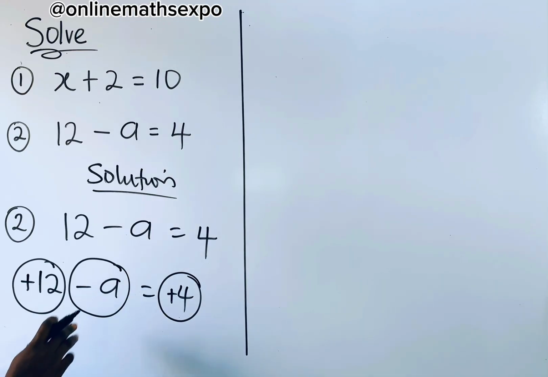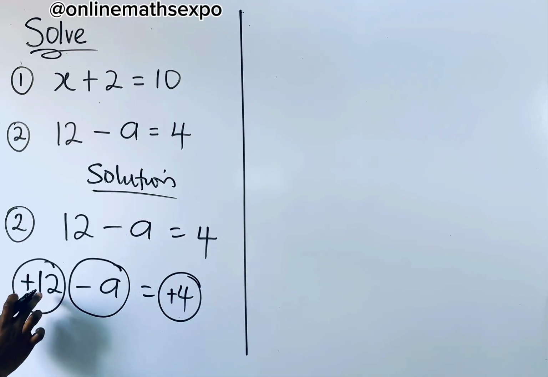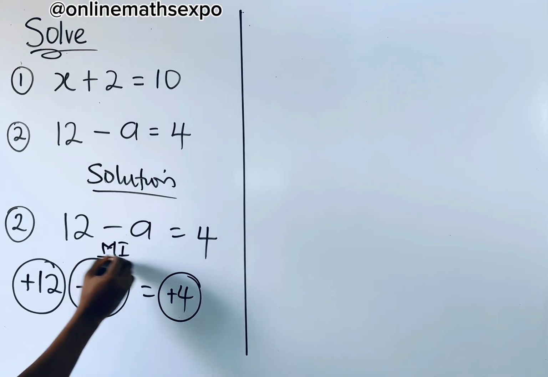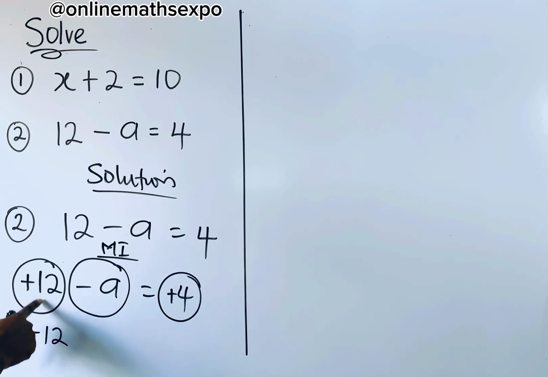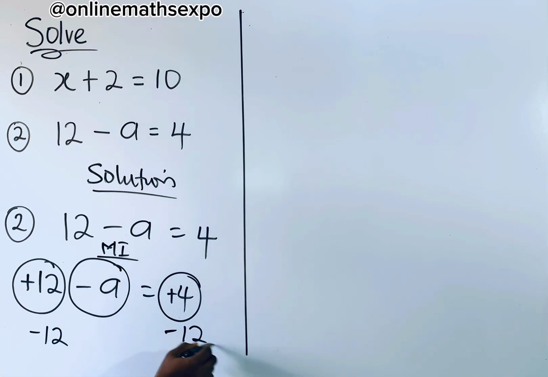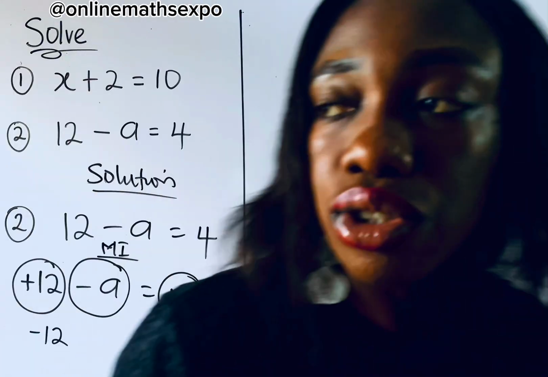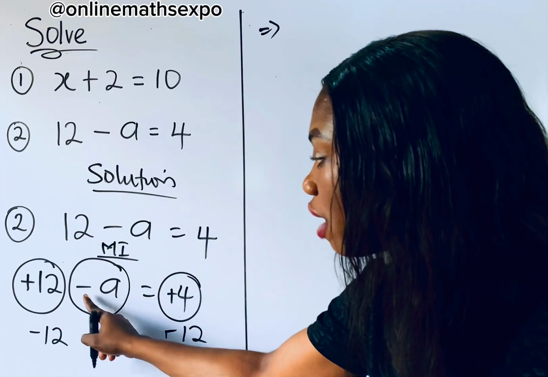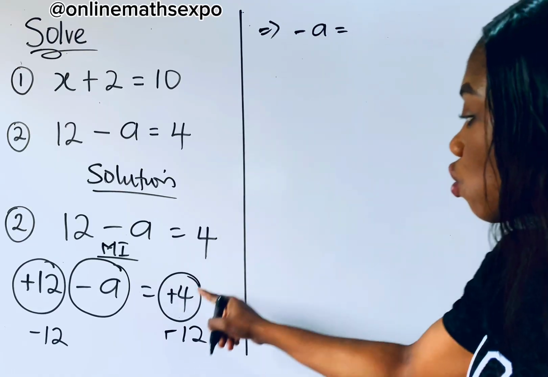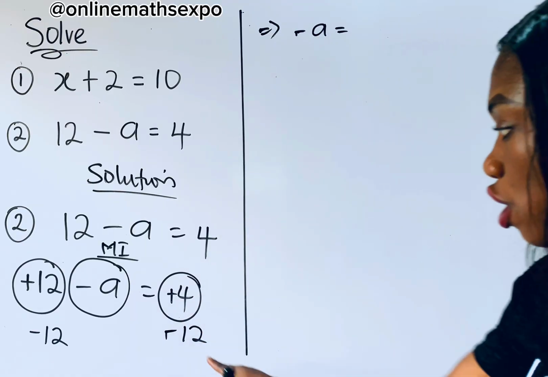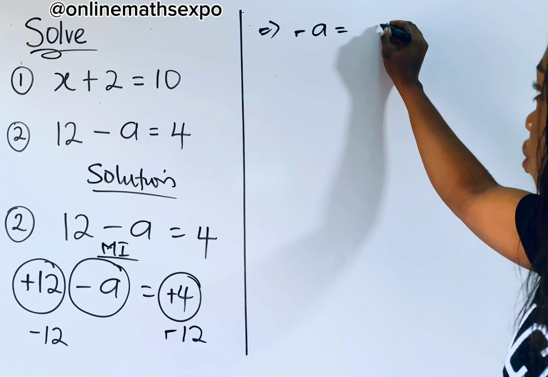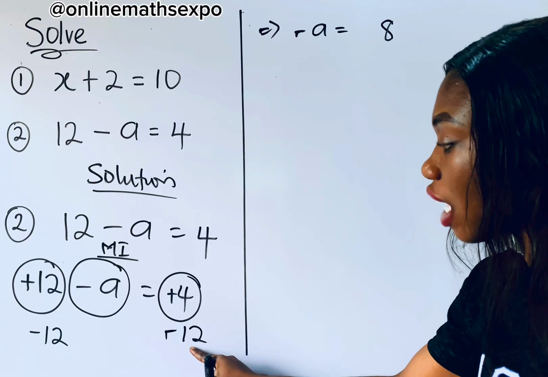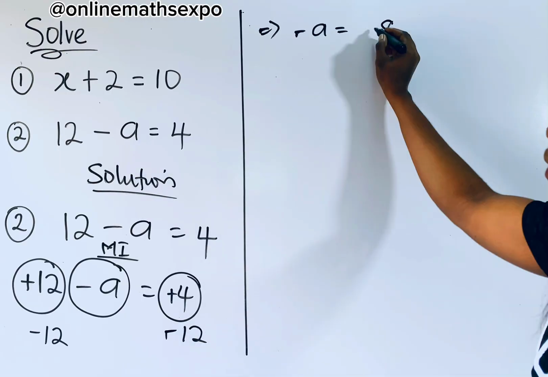Because you want to find a, first of all, remove this 12. And because this is positive, to remove it using our method 1, you subtract. You are going to subtract 12 from both sides of the equation. So this is gone, and you'll be left with negative a is equal to 4 minus 12. Just subtract, okay? It gives you 8. Then the answer will take the sign of the bigger number. The bigger number is negative, so it's going to be negative 8.